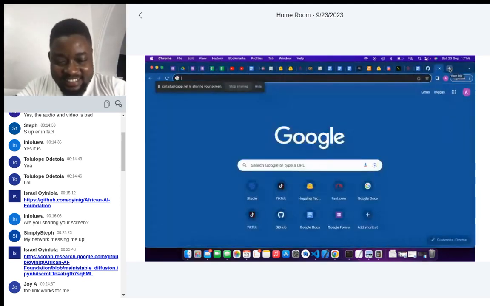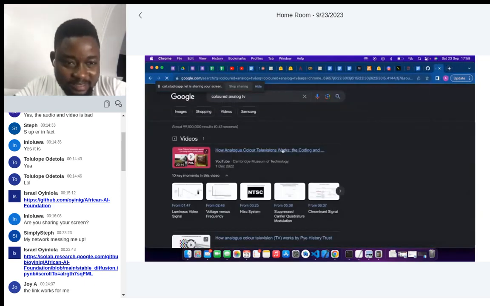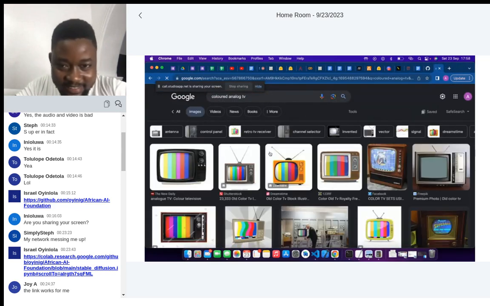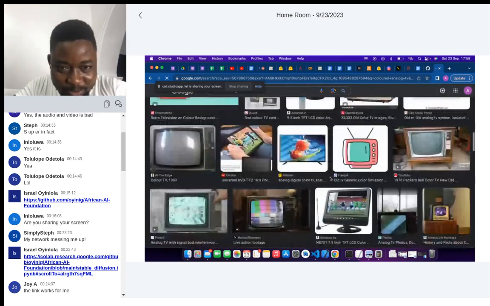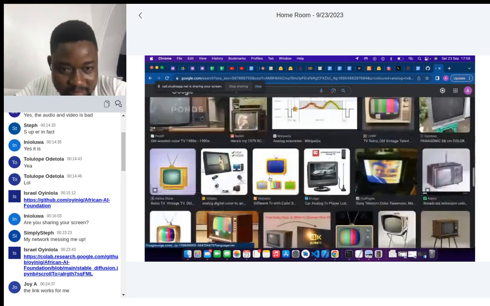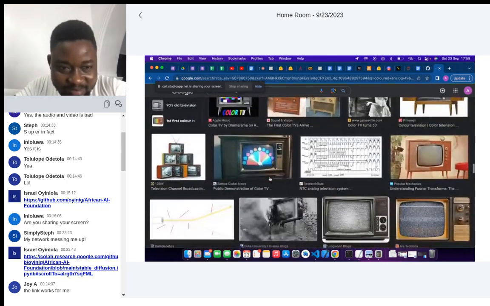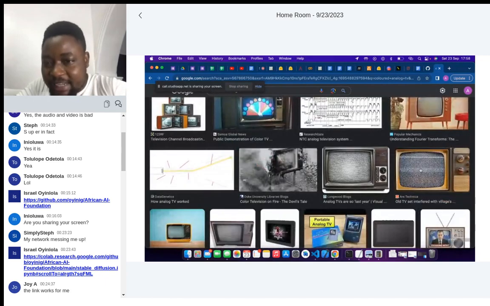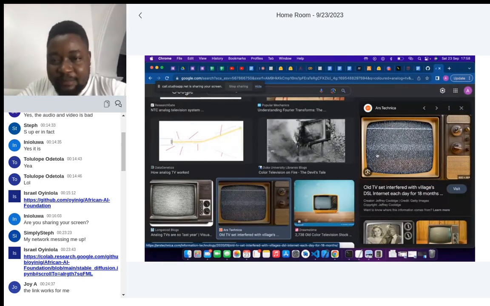Let me see. Colored analog TV. Why? I can't see anything here. No, this is not what I'm looking for. But do you guys get something more like this? Something more like that. So it's something more like this, but colored, with all the RGB color right there. Something more like this, right?